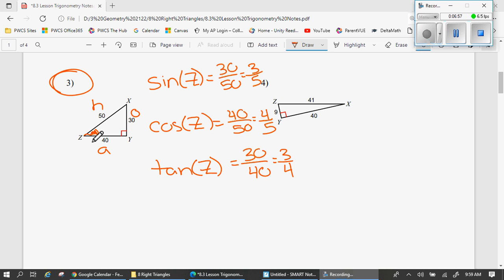So hopefully you labeled this right. If you didn't, now's the time to raise your hand and ask a question. And then plug in O, A, and H where they belong. So sine is O over H, cosine A over H, tangent O over A, and then simplify. Again, you can use Desmos to simplify. If you need help with that, again, raise your hand and ask me for some help, and I can assist you.